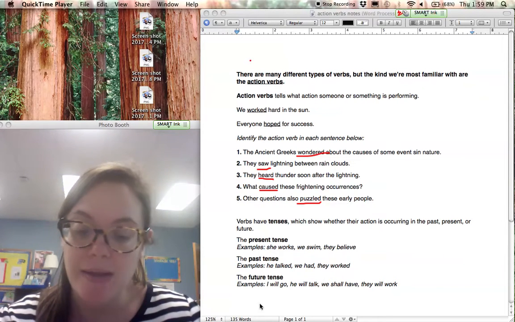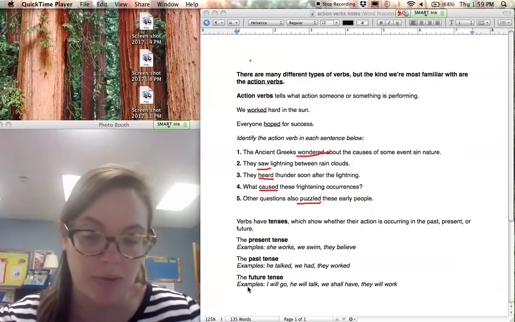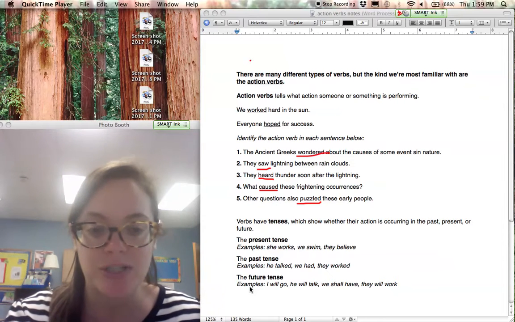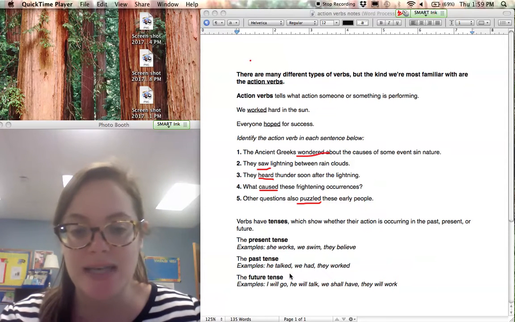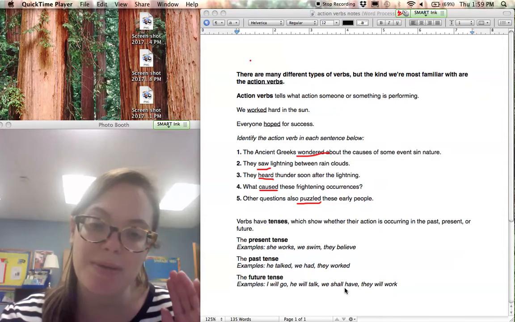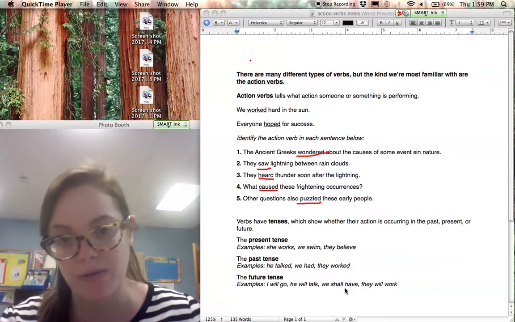Okay, and notice that with past tense, we're usually going to be putting a D on the end of our verb. Okay, and the future tense, we have to add a little helper to make the future tense. So it says, I will go, he will talk, we shall have, they will work. So in each of these, I had to add a will or a shall in order to make it future. And that means that something is going to happen. Okay, so it hasn't happened yet, will happen in the future.